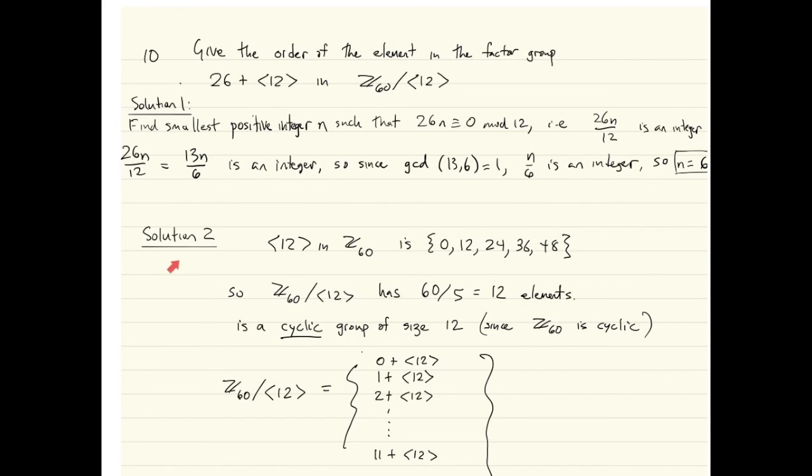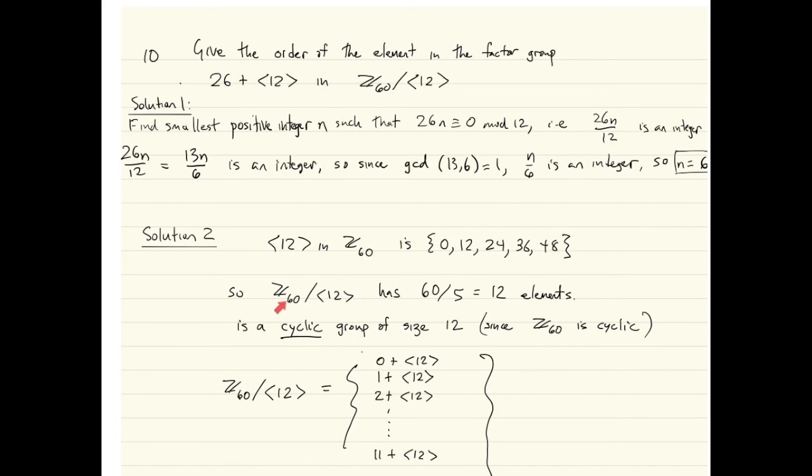Here's a more complicated, conceptual solution, and I do this just to get more practice understanding what all these factor groups are. Okay, so the subgroup generated by 12 in Z60: you just take the multiples of 12, 12, 24, 36, 48. The next one would be 60, but 60 is 0 in mod 60 land, so we get 0. Okay, so this is the subgroup generated by 12.